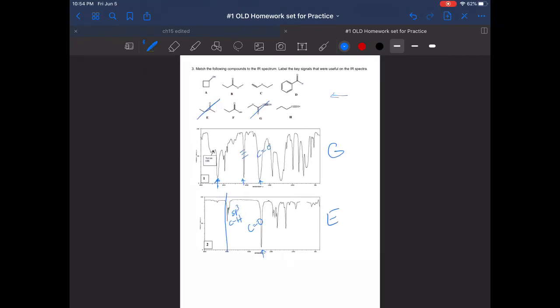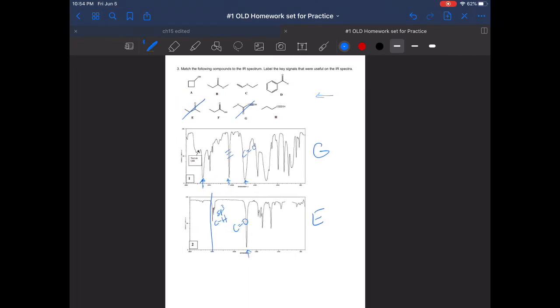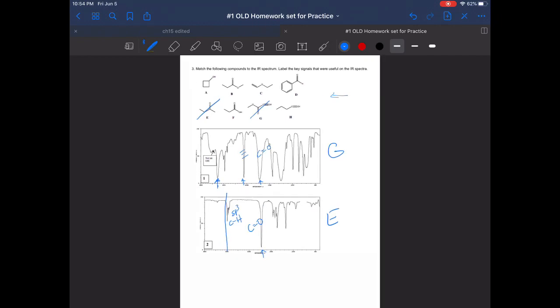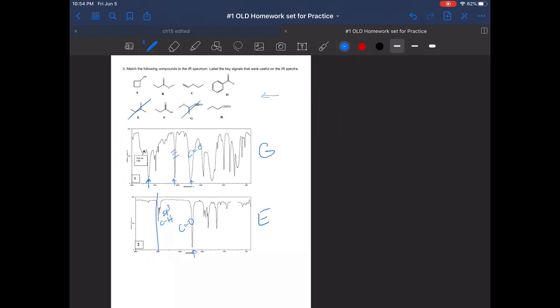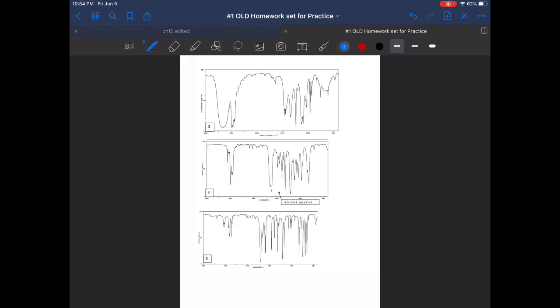Now, I'm going to go to the next page, but we are going to have to keep flipping back to look at our options. Okay. Now, in number three, I have an OH. It's big, it's broad, it's around 3,300. Of course, it's going to be a range because it's so broad.